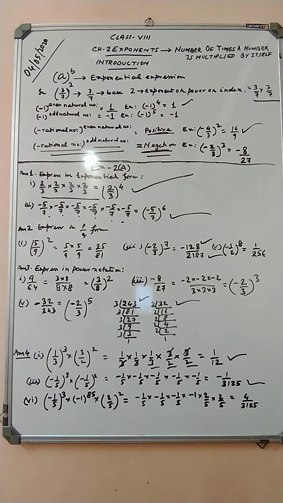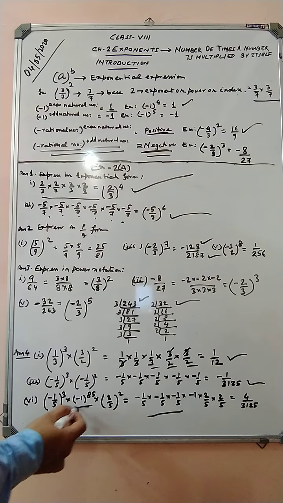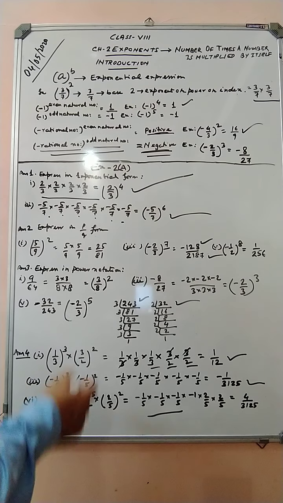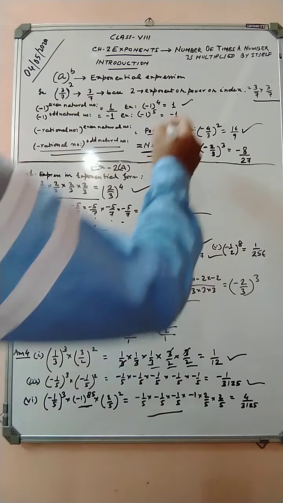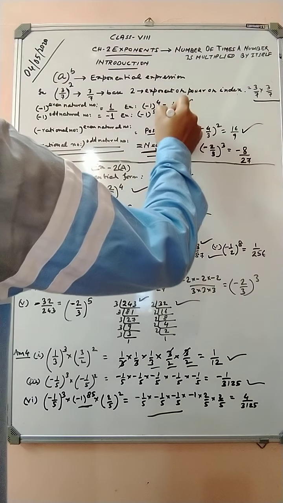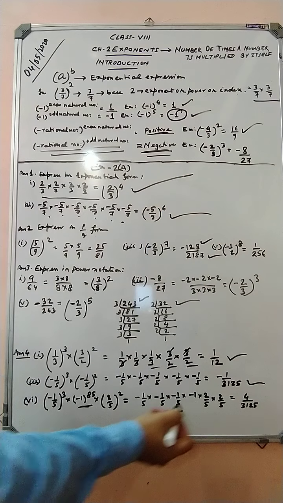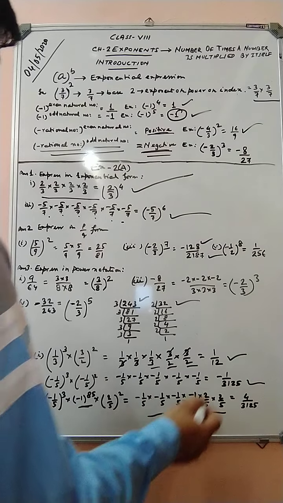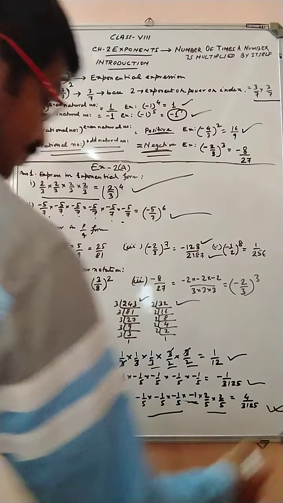Now part number 6, minus 1 to the power 85. No need to write it 85 times. Directly you see that minus 1 to the power odd is minus 1. So directly I have written minus 1. Similarly, minus 2 by 5 to the power 4 can be written as 2 by 5 into 2 by 5 four times. So with minus four times, it is positive. Now 2 to the power 4, and 5 into 5 into 5 into 5 into 5, that is 3125.